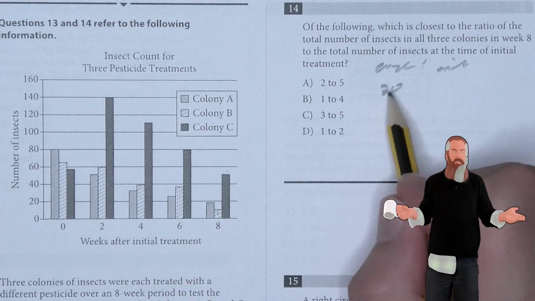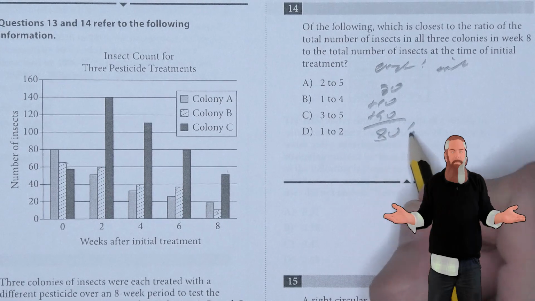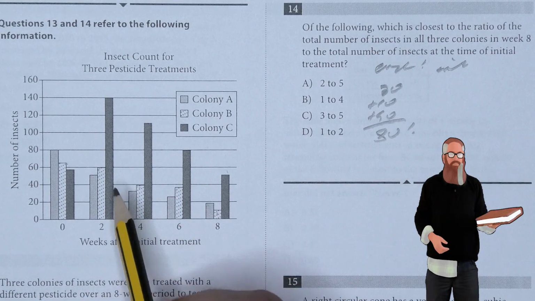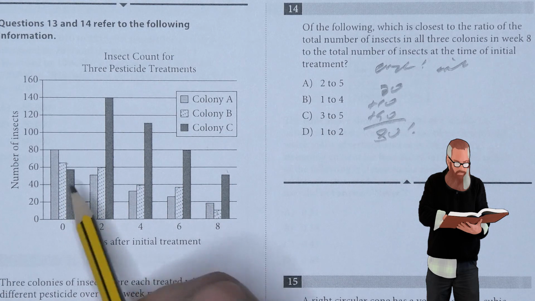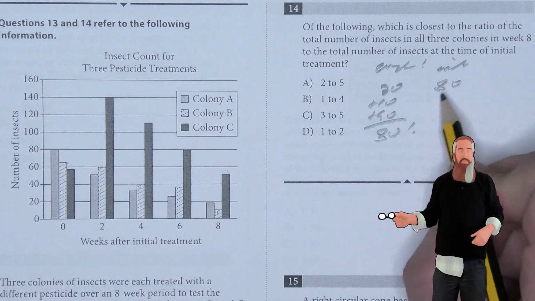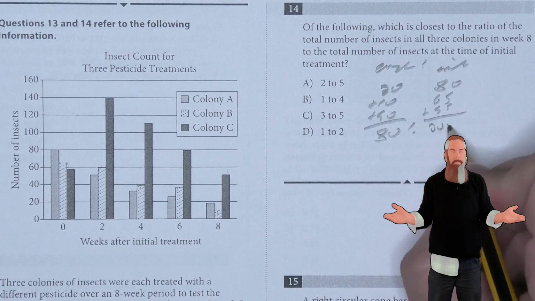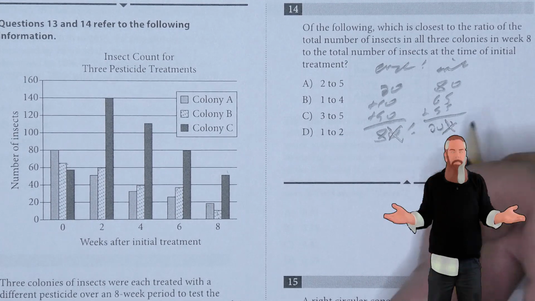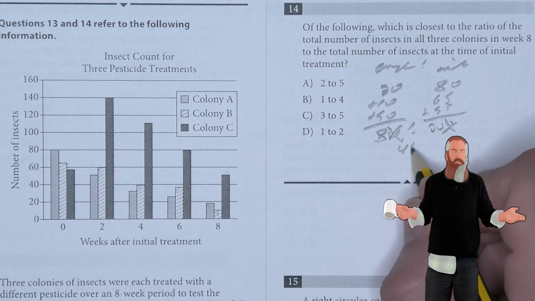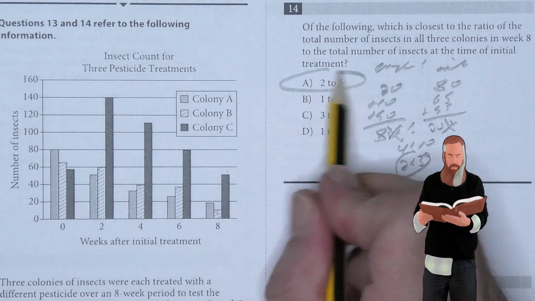So we can say 20 plus 10 plus 50 to get 80. Now, initially, it seemed that there were about 80, 65, and about 55. So 80, 65, and 55 gives us 200. I'm looking at 80 to 200, or 8 to 20. That 8 to 20 simplifies to 4 to 10, which goes 2 to 5, which is our answer, A.